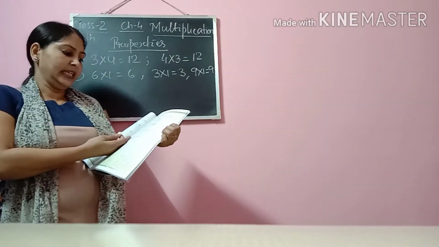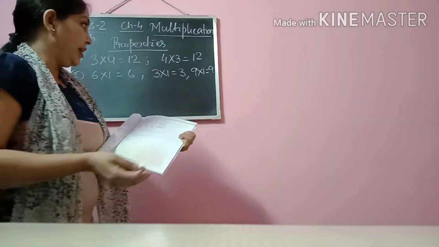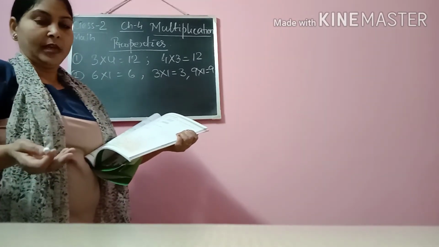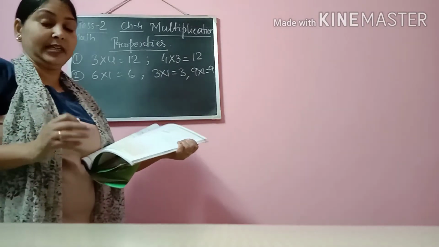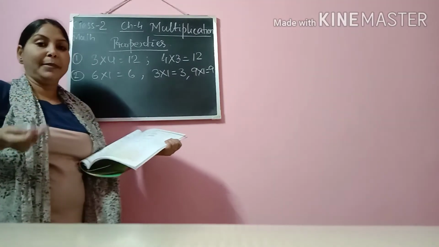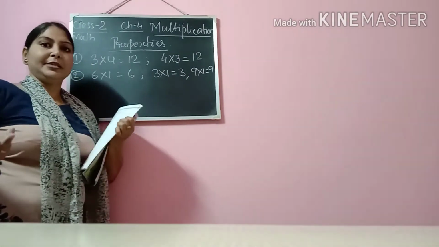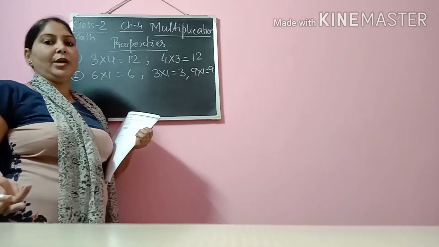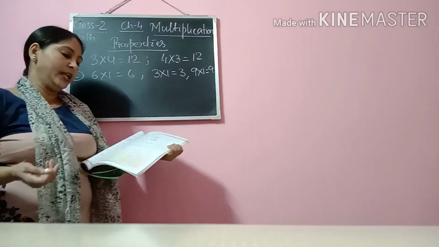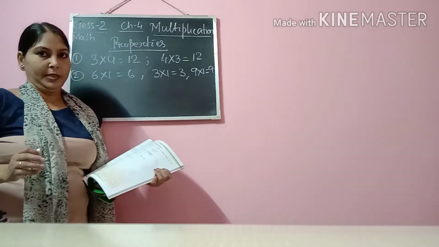Then the second property says the product of a number and 1 is the number itself. So whenever you multiply any number by 1, the product is the number itself. Okay. So if I am multiplying 7 into 1, then the answer is 7 only. If I am multiplying 12 into 1, the answer is 12 itself. Okay, the number by which I am multiplying, that is the only product. So this is another property of multiplication.